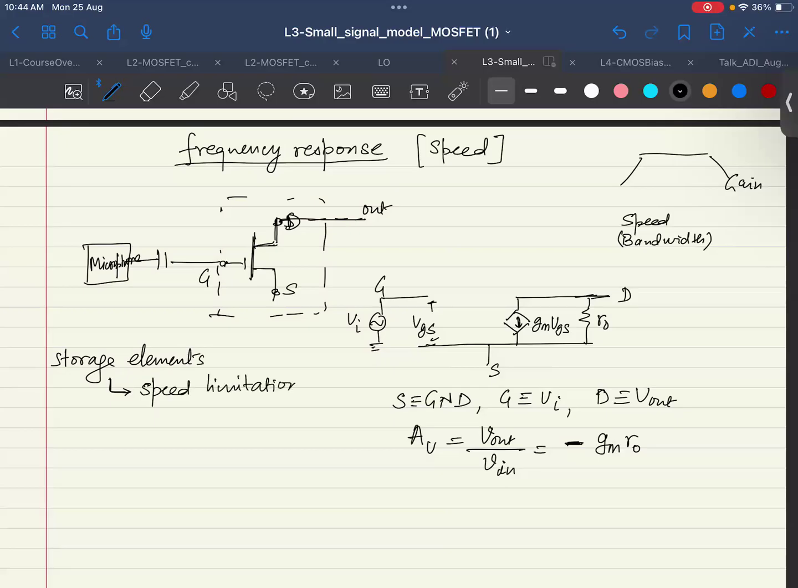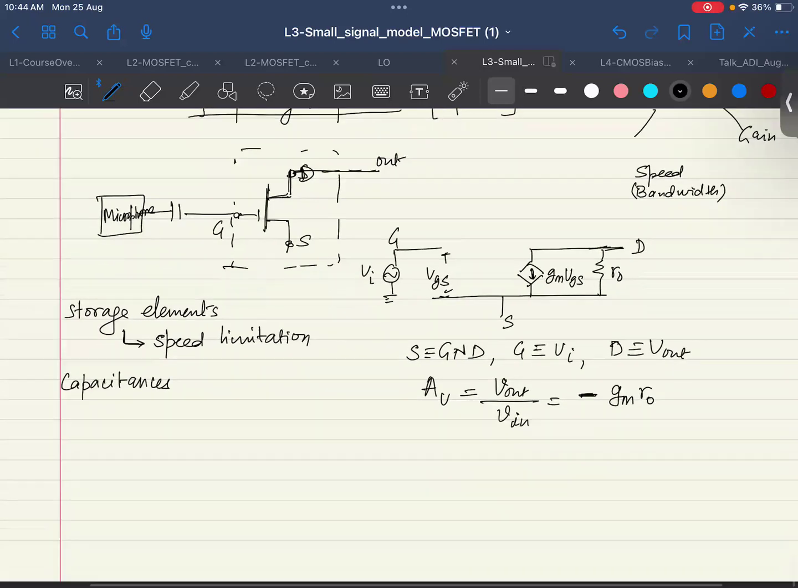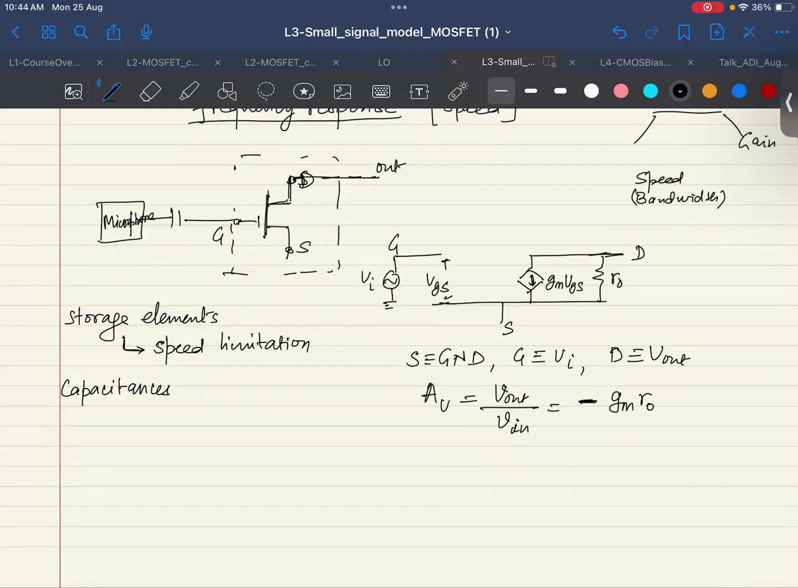So now one of the storage elements which is quite evident in most of the analog circuits is capacitances, right? And one small example we can see of this speed limitation is if we had a resistor, right? And if you have a capacitor, let's say, this is a very standard RC circuit which we know of. We apply an input. Do we have the output instantly available? No.